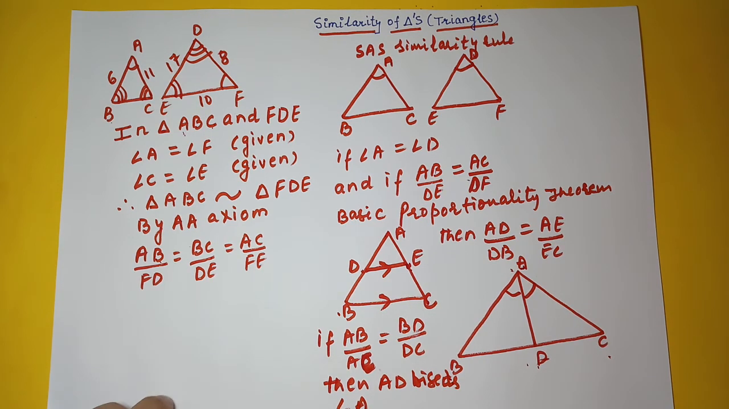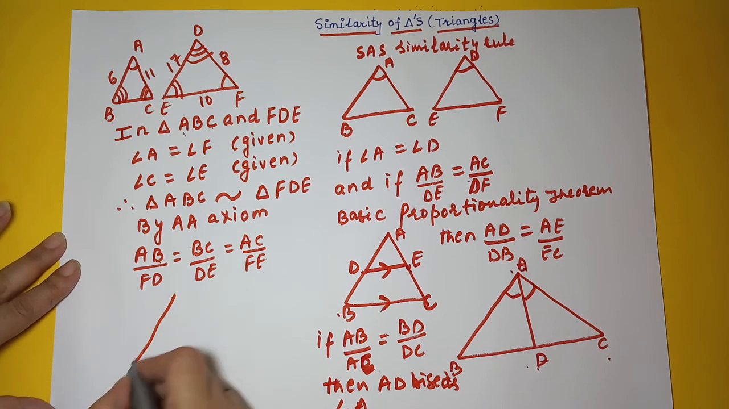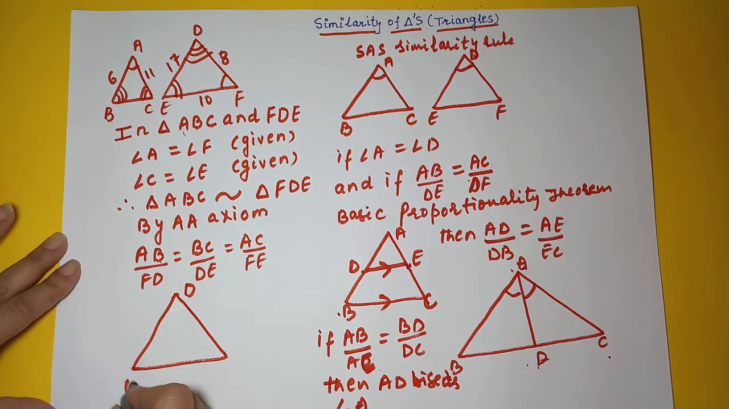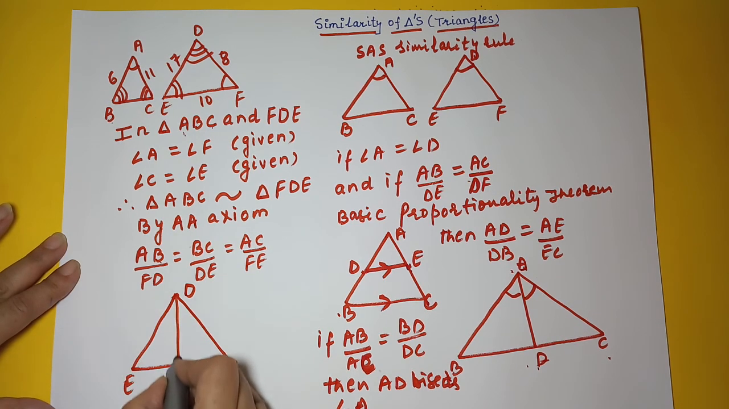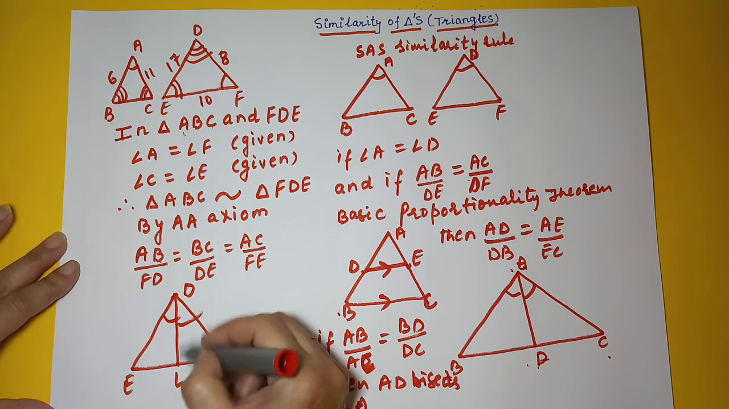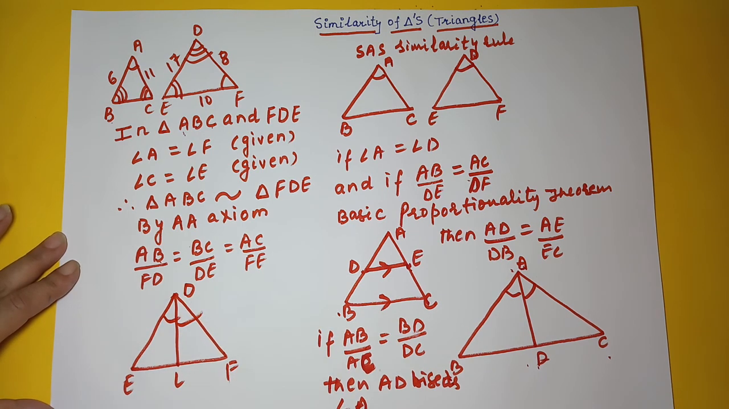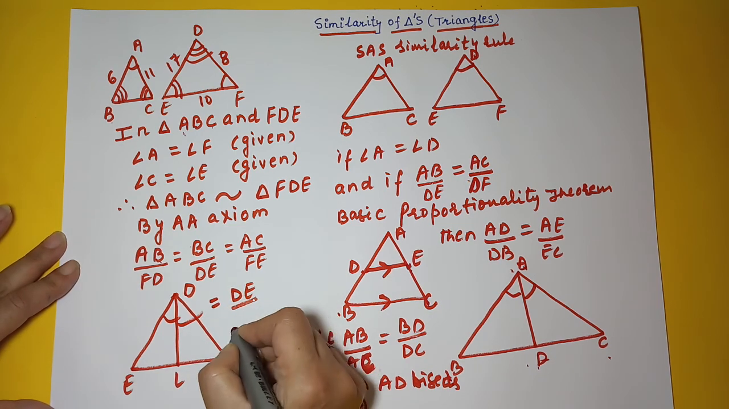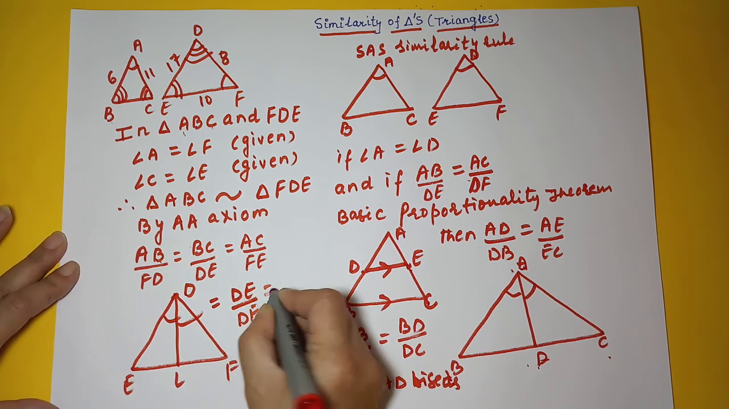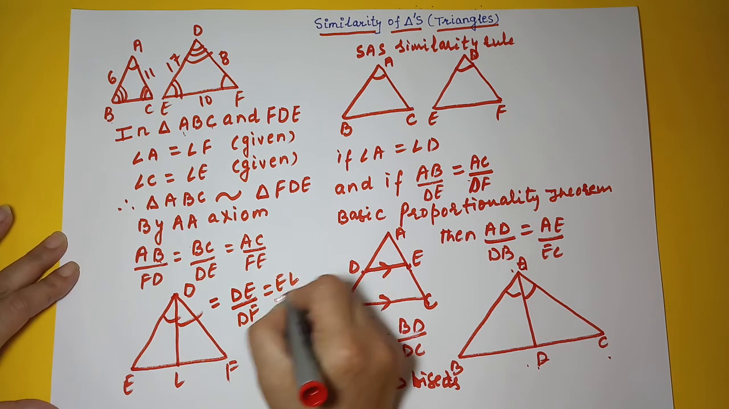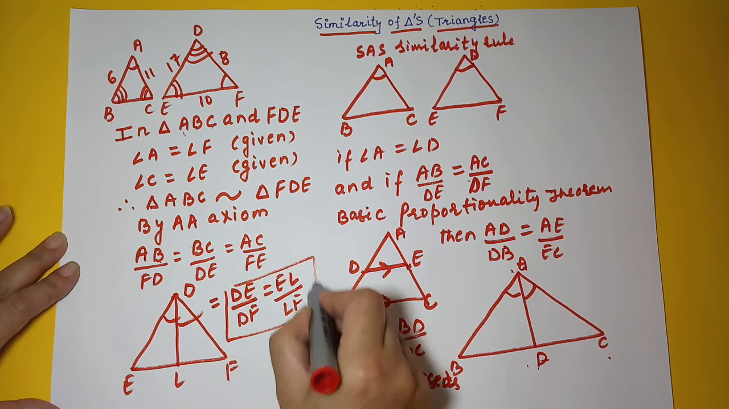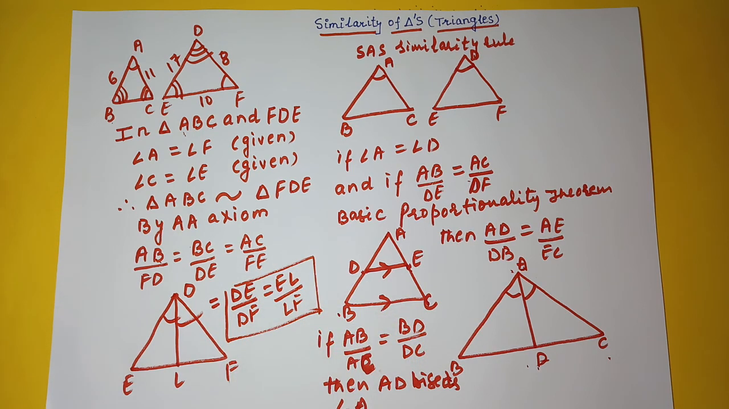Now suppose you are given a situation and you are told that in triangle DEF, DL is the angle bisector of angle EDF. So at that time you can write DE upon DF is equal to EL upon LF, right? So you can make use of this theorem also in some of the questions, fine.